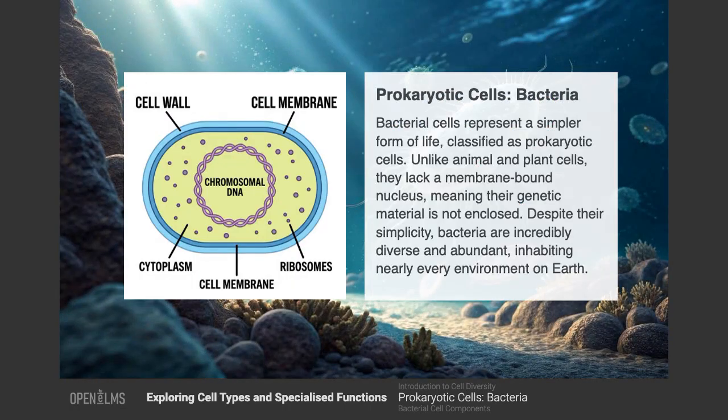Prokaryotic cells, bacteria. Bacterial cells represent a simpler form of life, classified as prokaryotic cells. Unlike animal and plant cells, they lack a membrane-bound nucleus, meaning their genetic material is not enclosed. Despite their simplicity, bacteria are incredibly diverse and abundant, inhabiting nearly every environment on Earth.